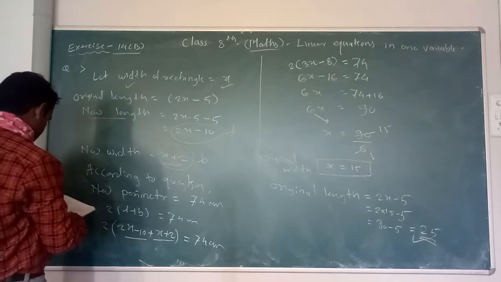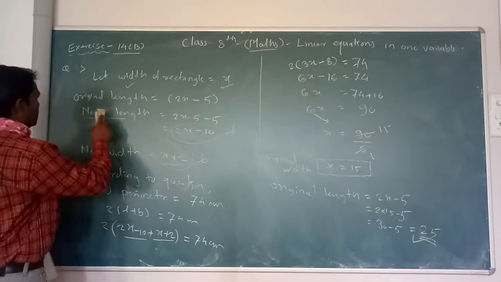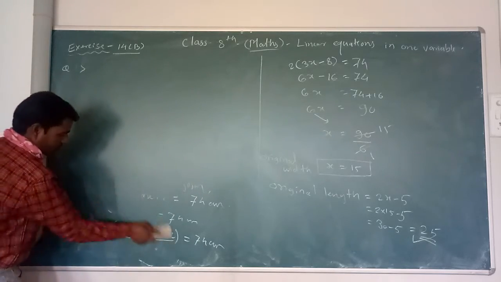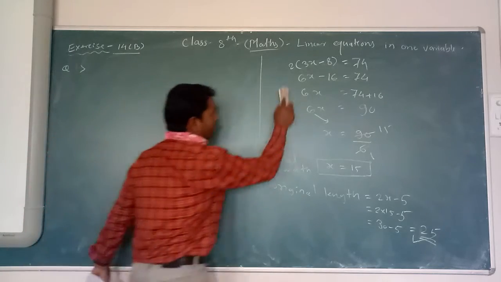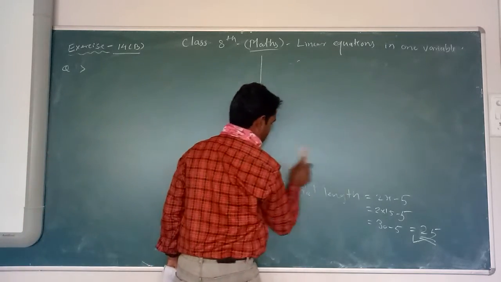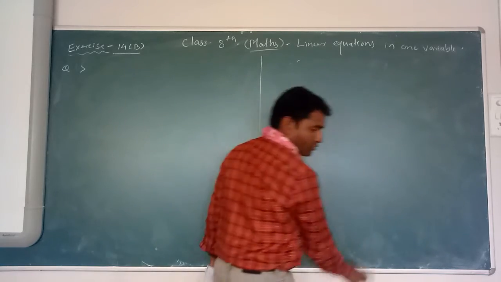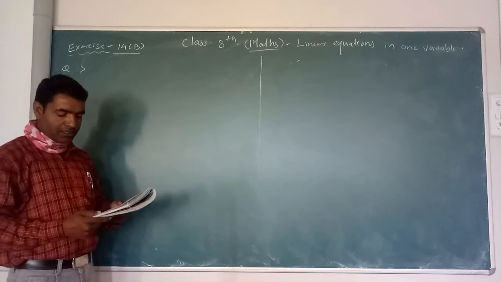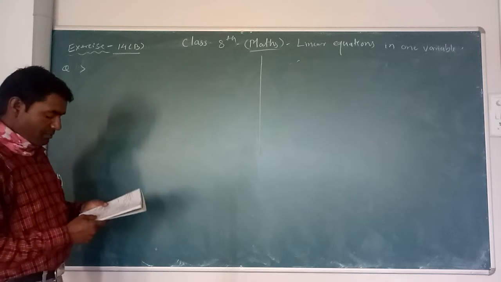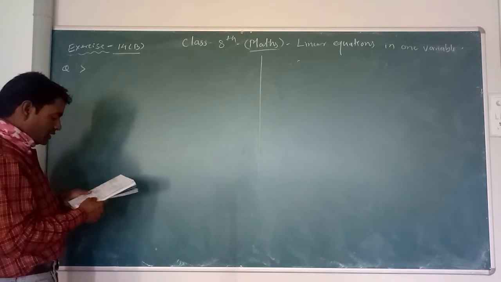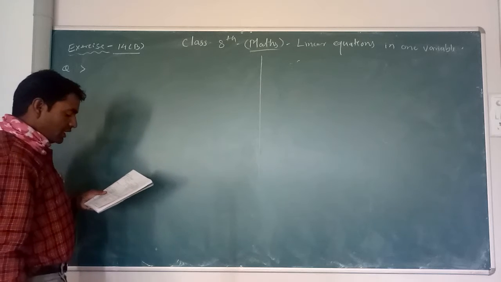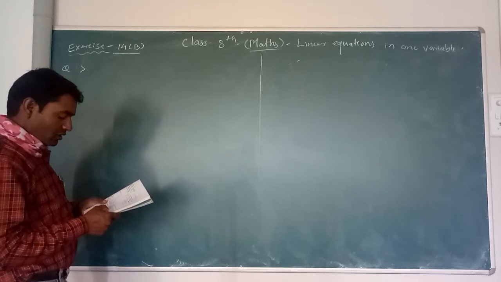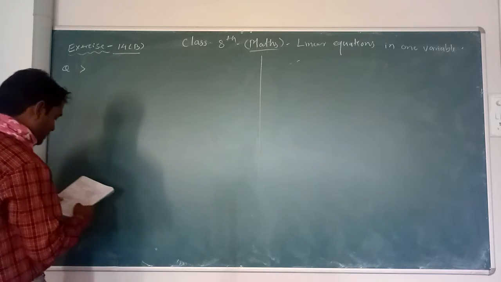See here, the next question is given. Question number 13 we will see now. A man's age is 3 times that of his son, and in 12 years he will be twice as old as his son would be. So what is their present age?